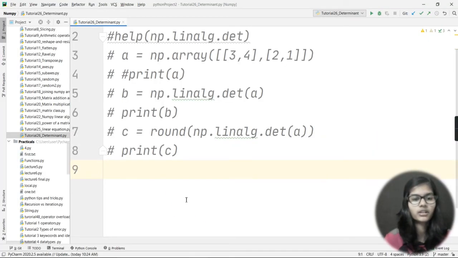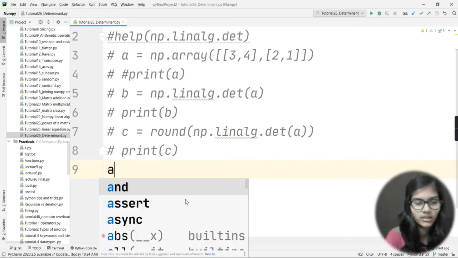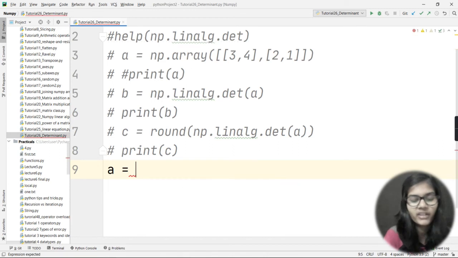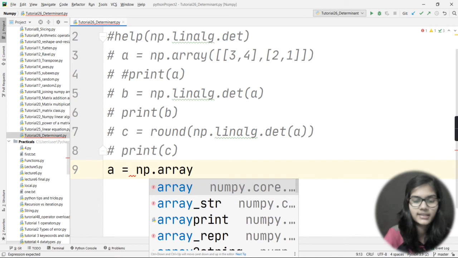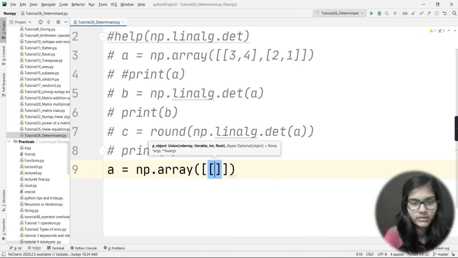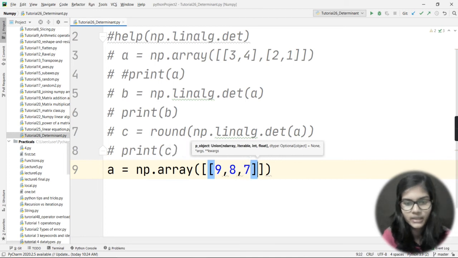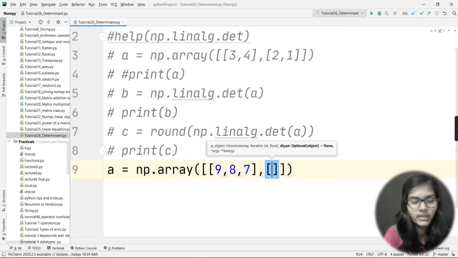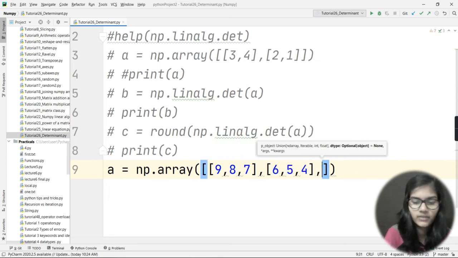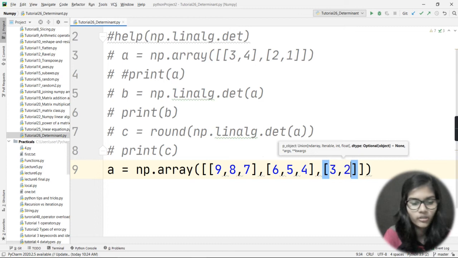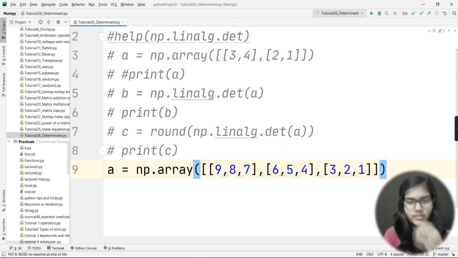So now I will give you a proper example on the Python editor itself. I will take a variable A here. I will write np.array. Inside this array, I will take a 3 cross 3 matrix. So I will write, let's say, 9, 8, 7, then 6, 5, 4, and then 3, 2, 1. So this is the 3 cross 3 matrix which I have taken right now.